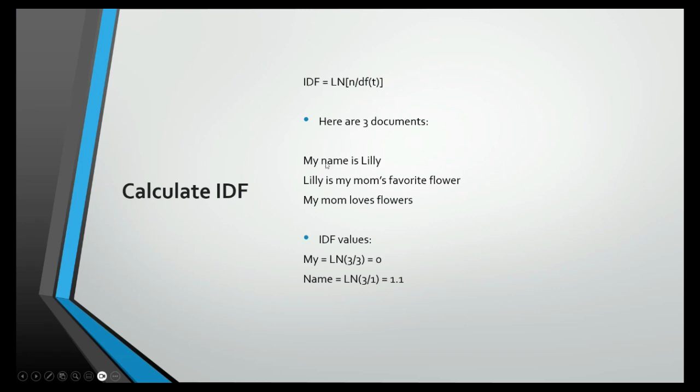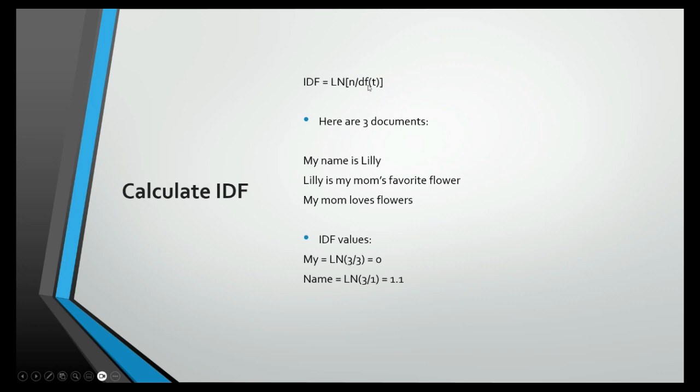So this is the formula, and this is our 3 documents. My name is Lily. Lily is my mom's favorite flower, and my mom loves flowers. So let's calculate the IDF values. First, I take the word my. My equals ln, then n. N is the total number of documents. That means we have 3 documents here.